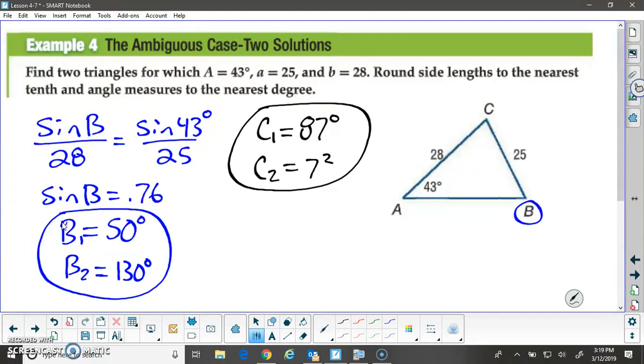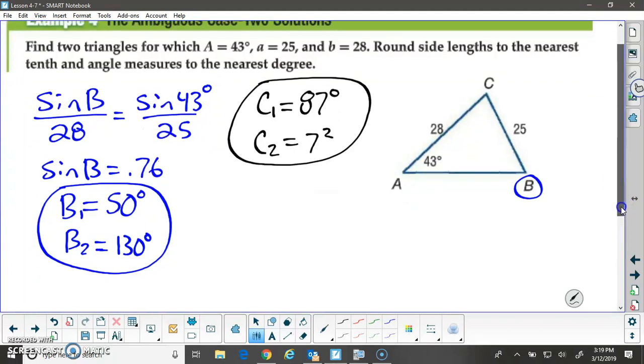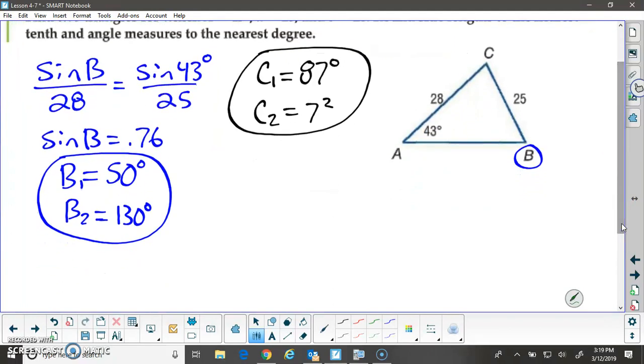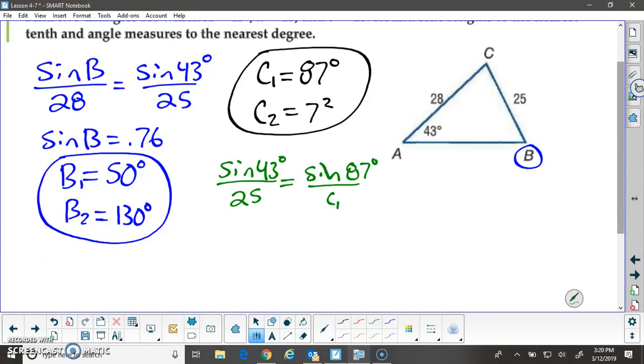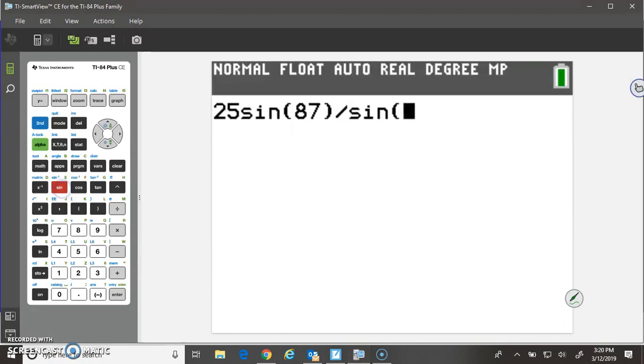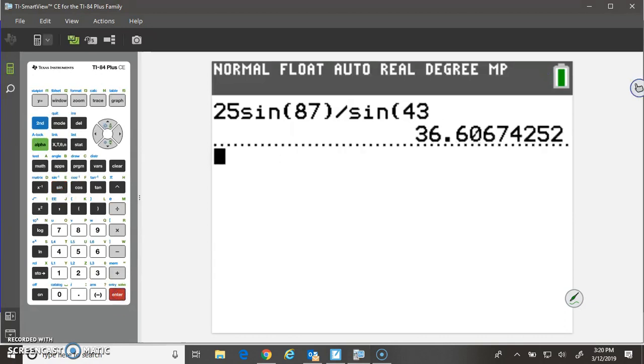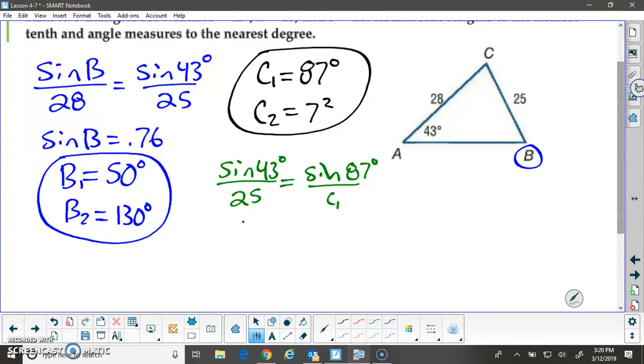Now we need to find the two possible measures for length C. So to find that, we'll have to use the law of sines. And to find length C1, we'll use the 87 degrees. So the sine of 43 degrees divided by 25 has to equal the sine of 87 degrees over length C1. Cross multiply and divide. We get 25 times the sine of 87 divided by sine of 43. And that would give us 36.6, rounding to the nearest tenth.